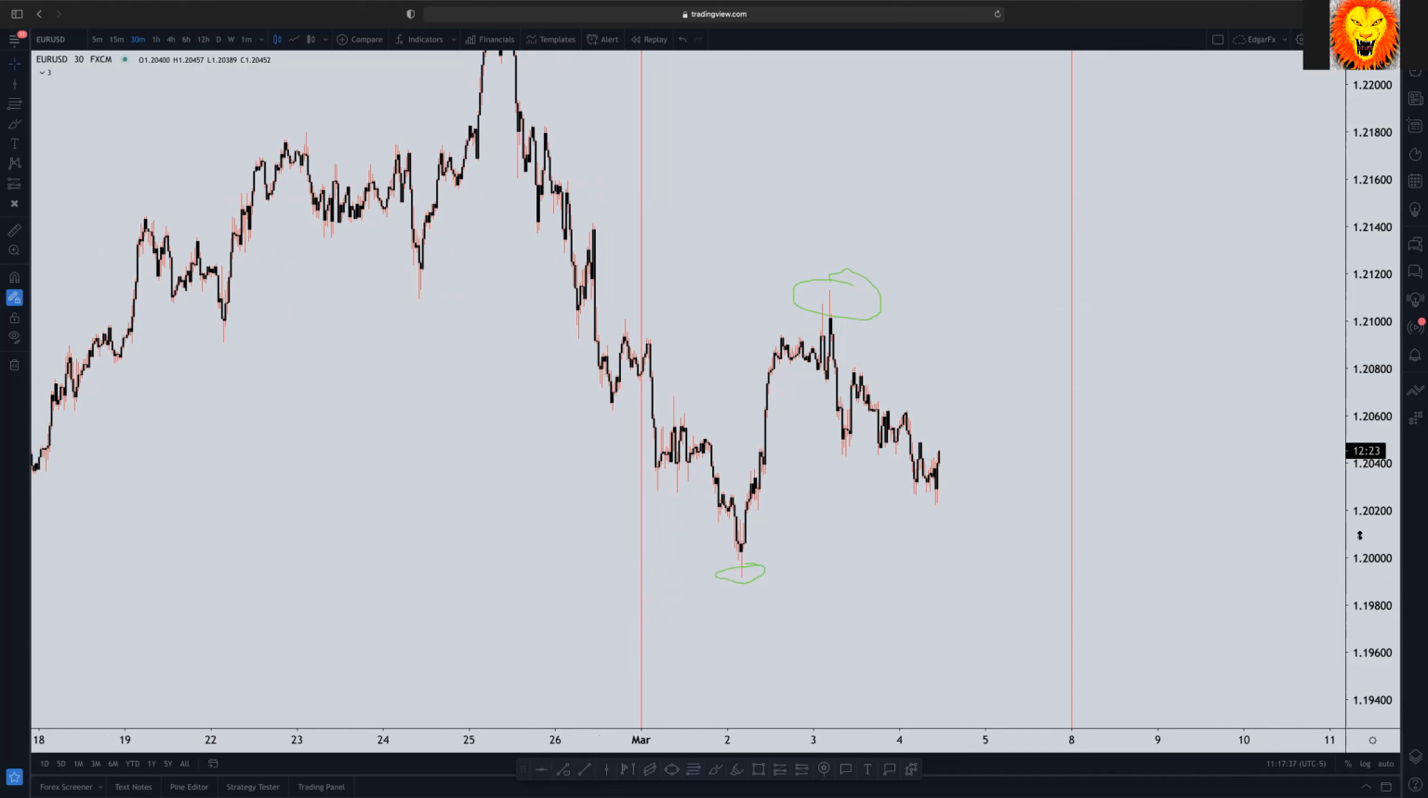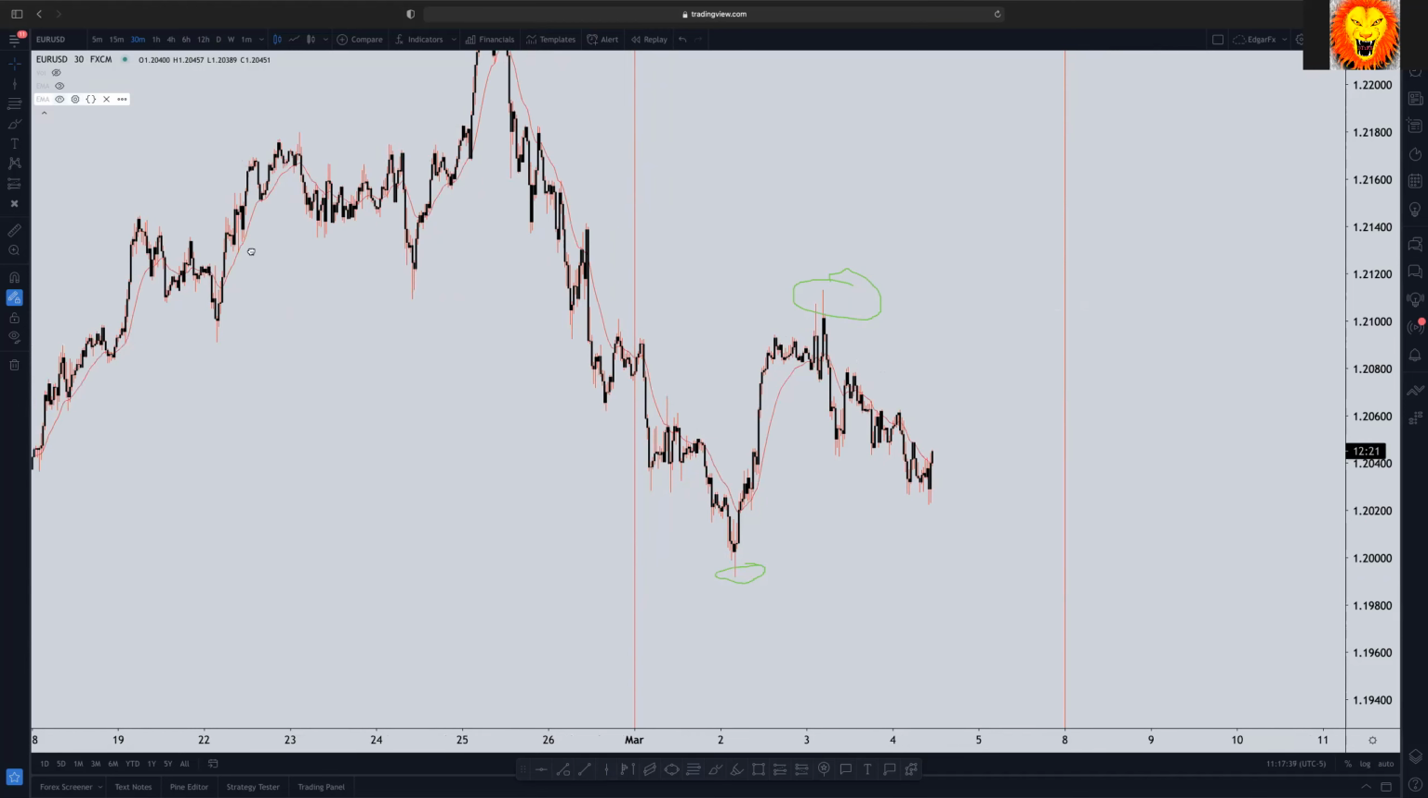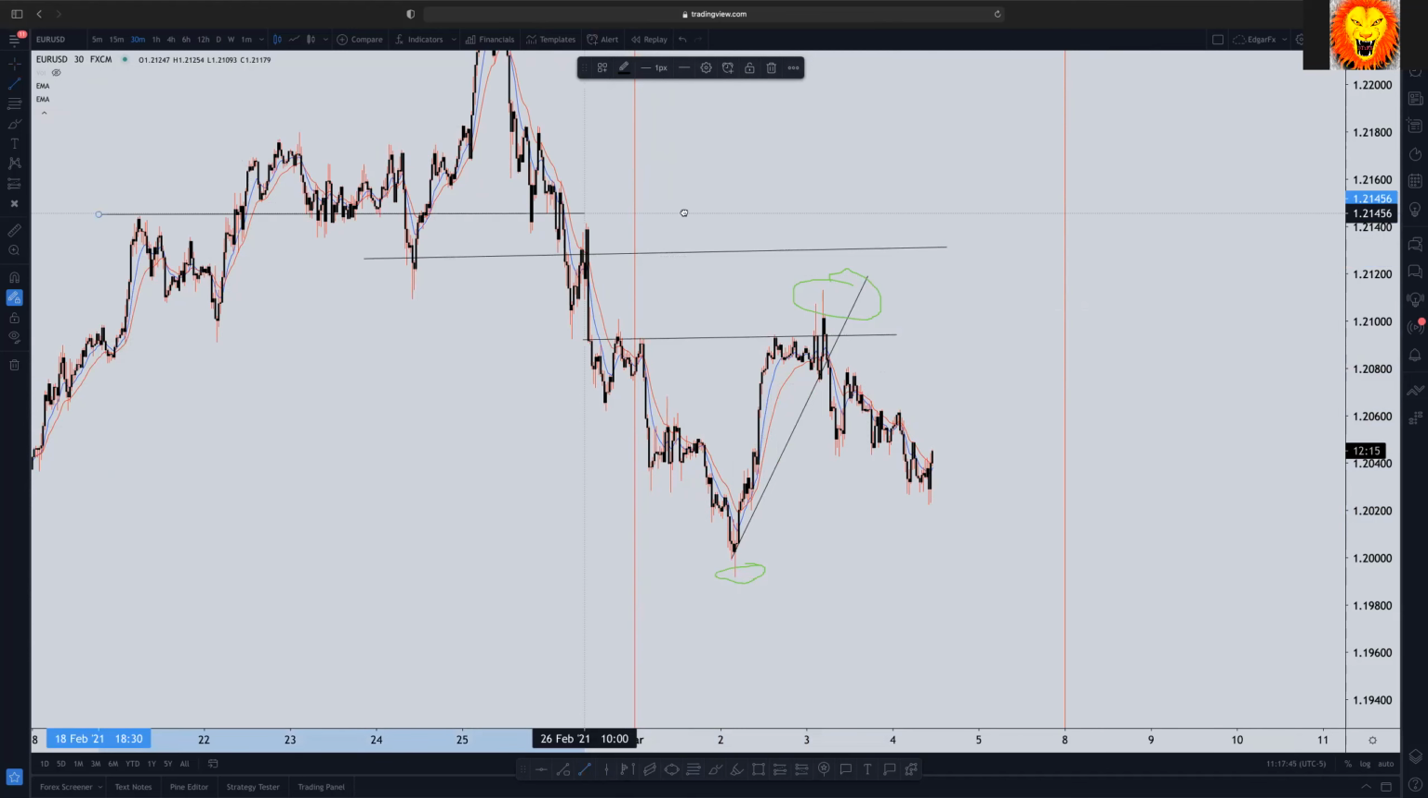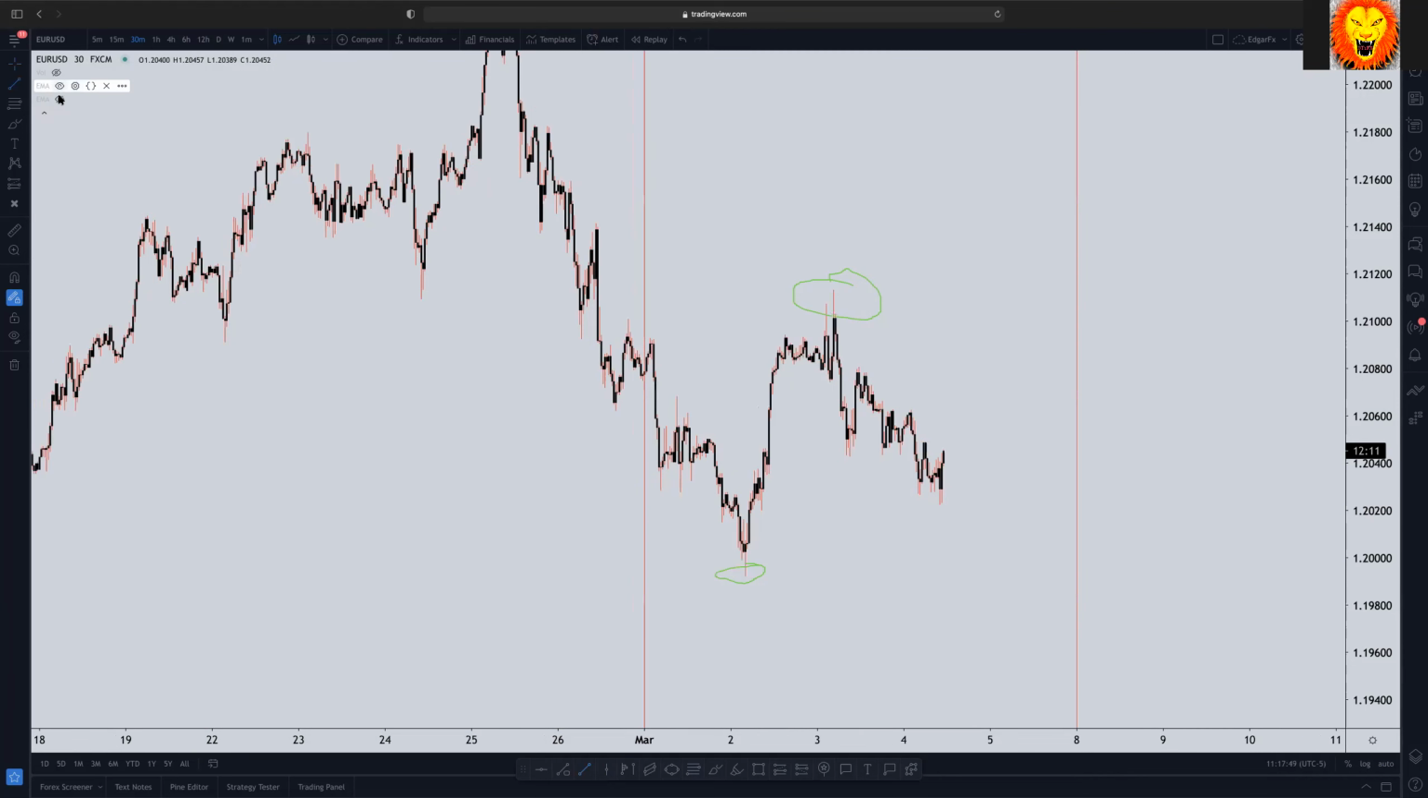Notice I haven't put no MAs. I don't teach none of this stuff. I'm not doing that to your brain. What you need is this, clarity. Boom, open, high, low, close.